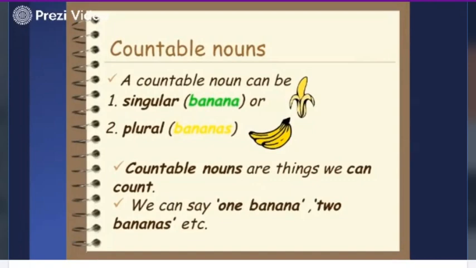The singular, here in this example, is a banana, or plural, bananas. Countable nouns are things that we can count and can be transformed into a plural. That means if you can put an S at the end of the word for regular nouns, you can transform it into plural. That means that it's countable, like books, pencils, days. One banana, two bananas.